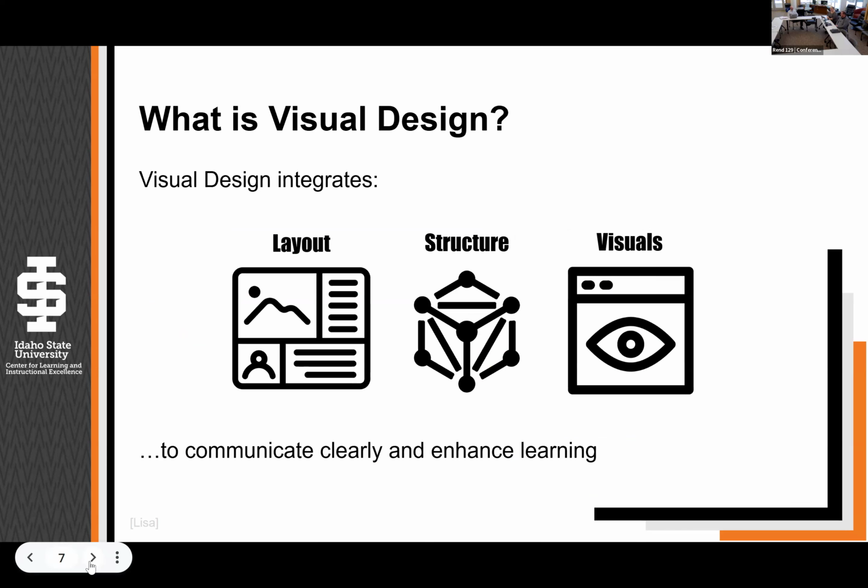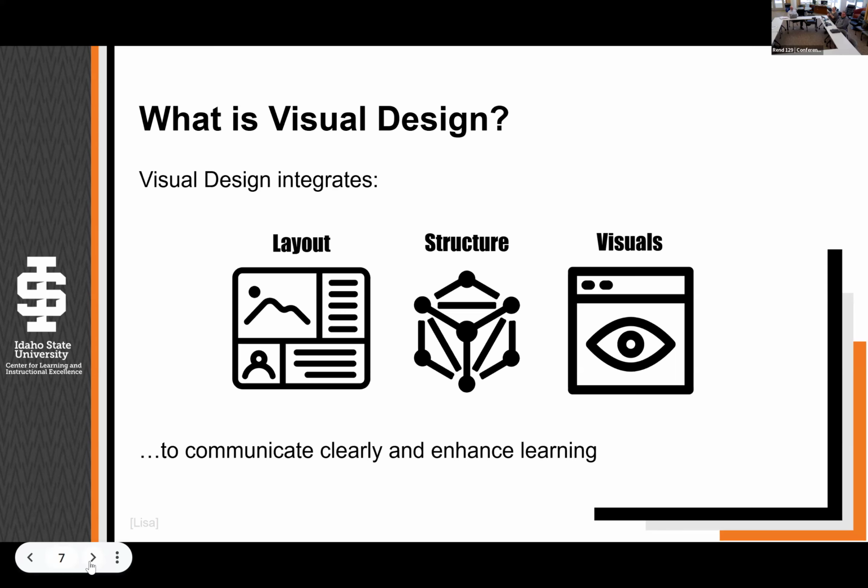So when we look at visual design, what do we really mean by that? There are 3 kinds of components here. There's the layout on the screen. There's the actual structure underneath. The layout and the structure should match. That's sometimes where you get a disconnect. And it's about introducing visuals.